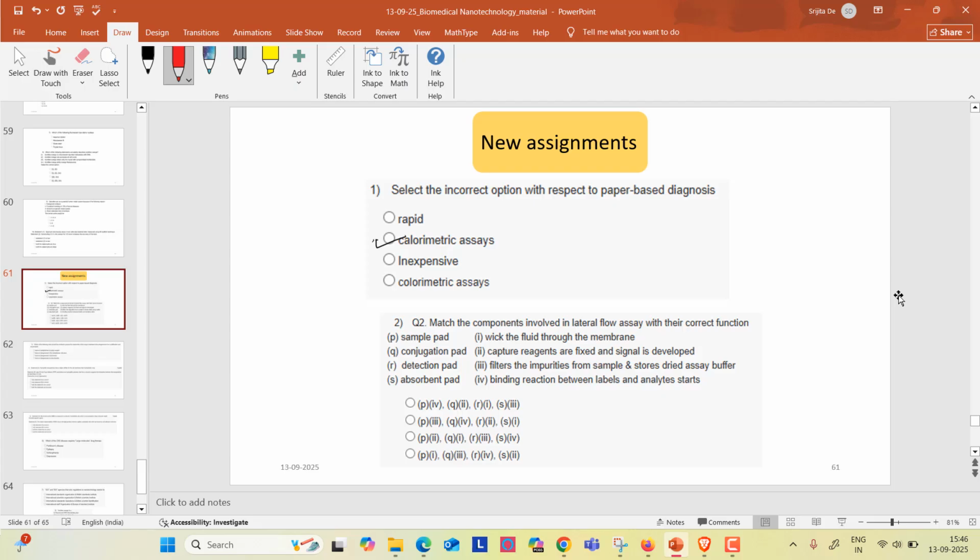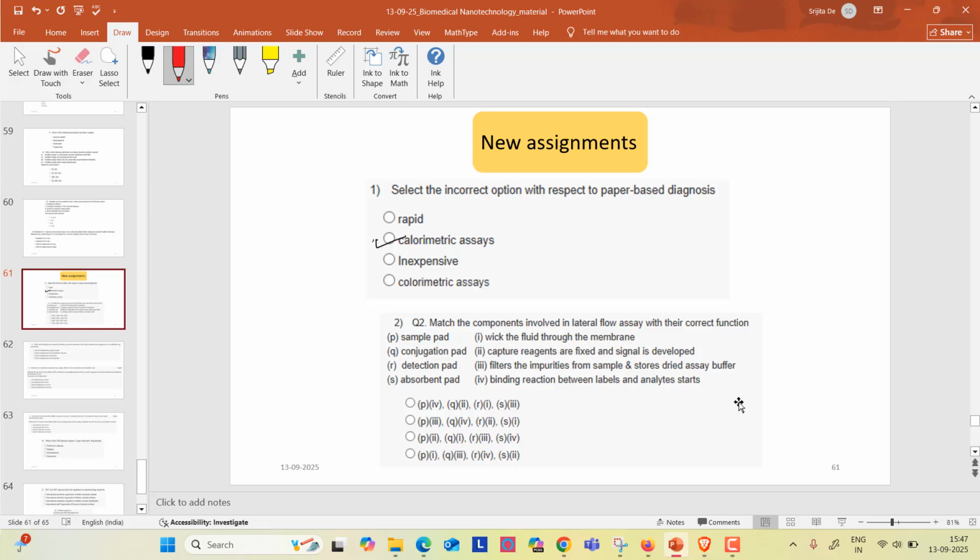So the first is done. The second one is to match the components involved in lateral flow assay with their correct function. So we have seen that the option is 2, right? So what is 2? The sample pad filters the impurities from the sample and stores dried assay buffer, right? Then the conjugation pad. What does the conjugation pad do? The conjugation pad is where the binding reaction between labels and the analyte happens.